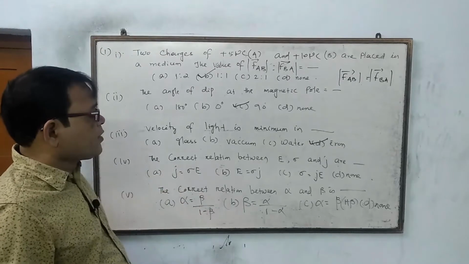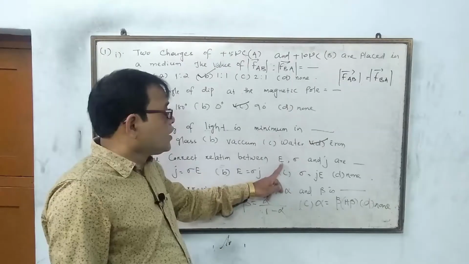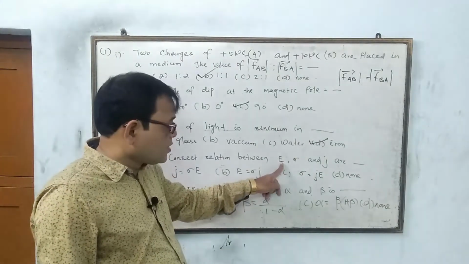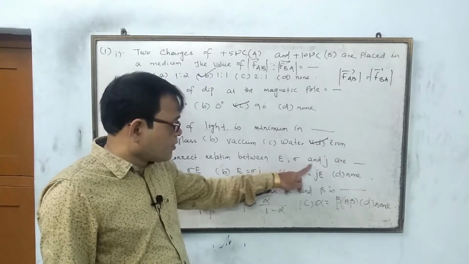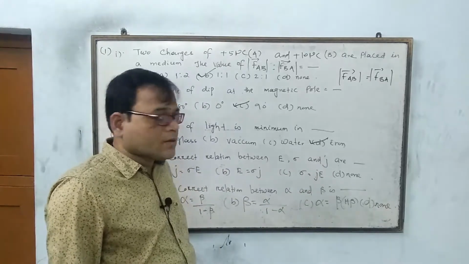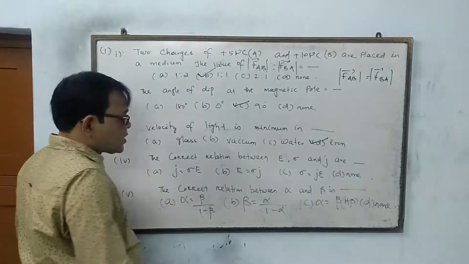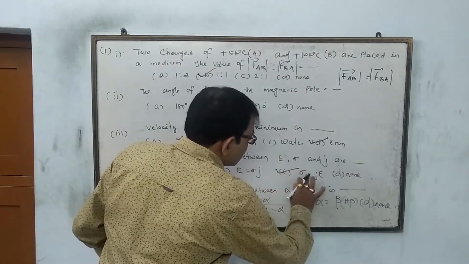The correct relation between E, sigma and J is dash. E stands for electric field intensity, sigma is the electrical conductivity, and J is the current density. The relation is J equal to sigma into E. So which one is the answer?